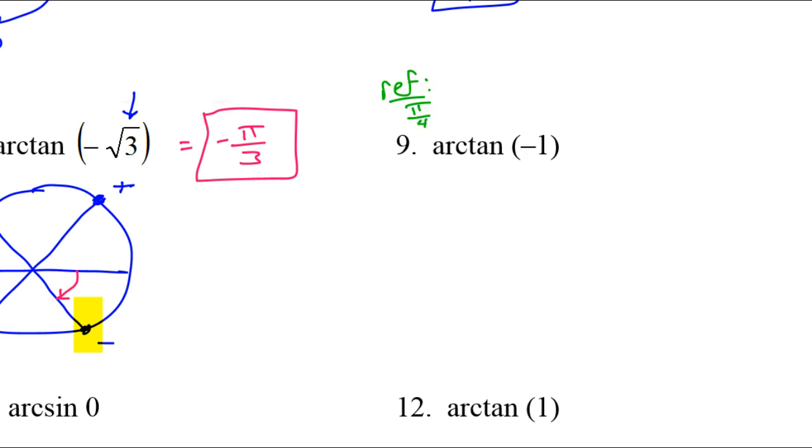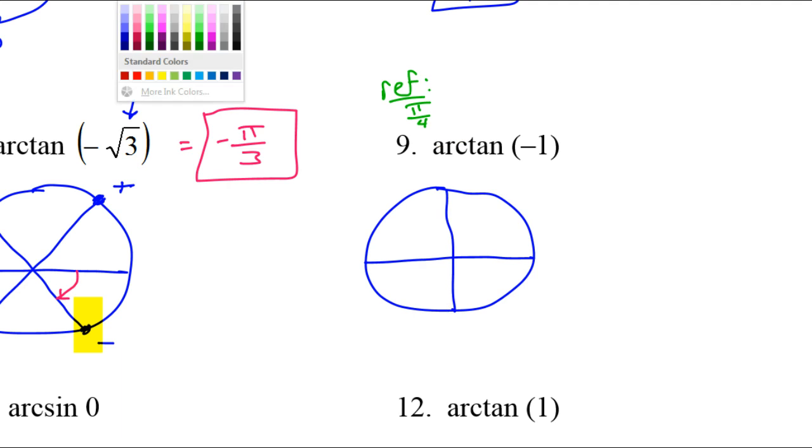So let's consult the unit circle to help us think. Alright, if the reference angle is pi over 4, guess what? I'm going to draw some pi over 4s, y'all.